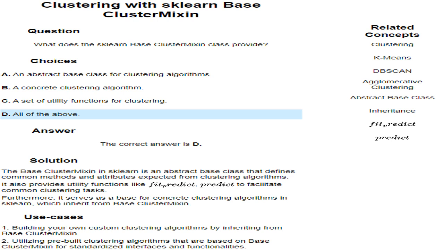It assumes the model has already been trained on the training data. Building your own custom clustering algorithms by inheriting from BaseClusterMixin. You can create your own specialized clustering algorithm that caters to specific requirements by inheriting from BaseClusterMixin. This ensures that your custom algorithm adheres to common conventions and interfaces defined by the base class.